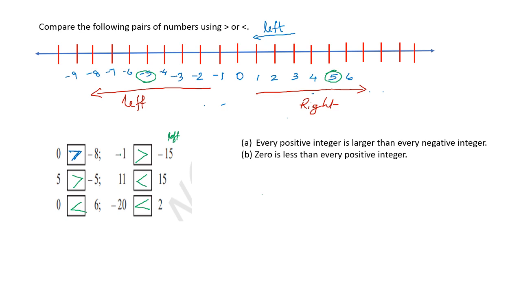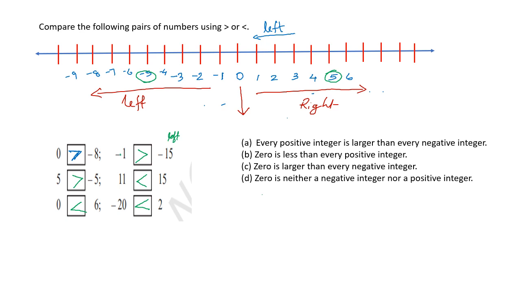Then 0 is less than every positive integer. That you know, 0 is less than 1, 0 is less than 2, 0 is less than 3. So 0 is less than every positive integer, but 0 is greater than every negative integer. 0 is standing over here in the middle. 0 is behind all the positive integers, so it is smaller, but it is ahead of all the negative integers. Therefore, 0 is greater than all negative integers.